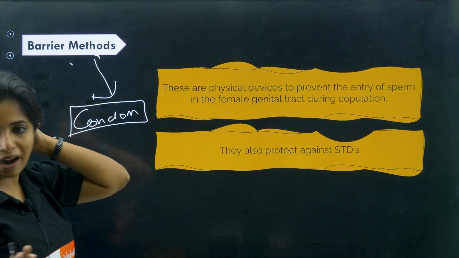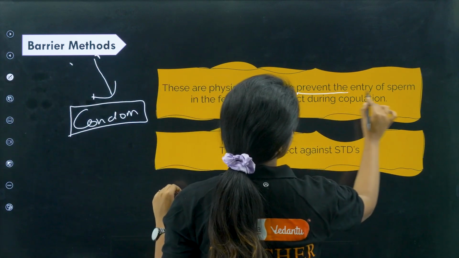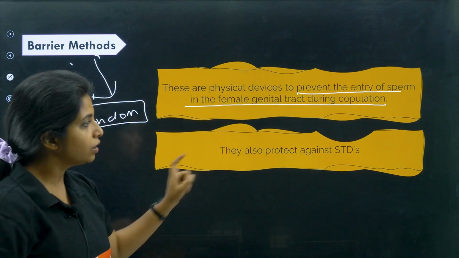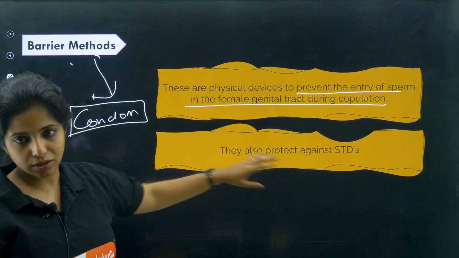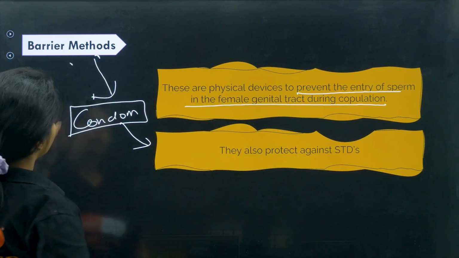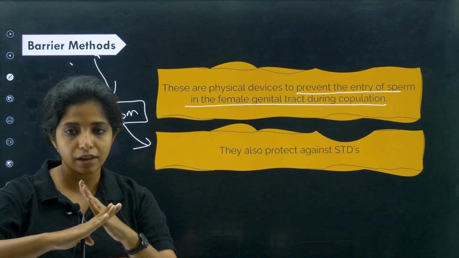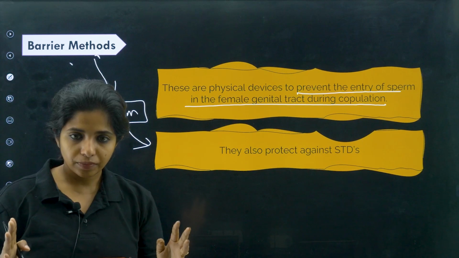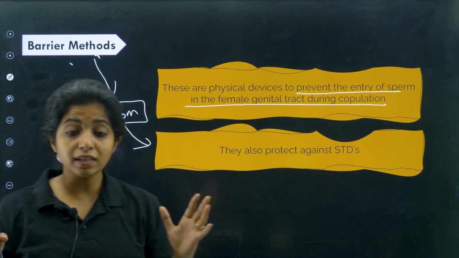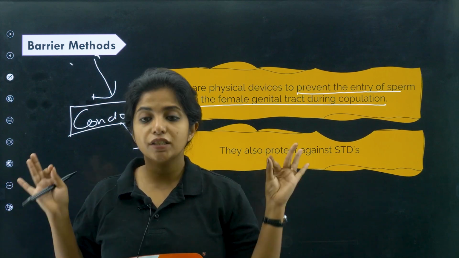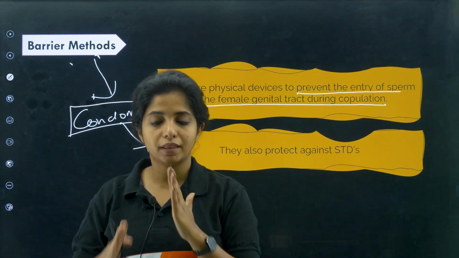What is the principle of barrier method? These are physical devices to prevent the entry of sperm in the female genital tract during copulation. They also protect against STDs. So there is condom that helps in the protection. What is the principle of barrier method? There is a physical barrier that is created, which basically prevents the meeting of the sperm and the egg. It's as simple as that.